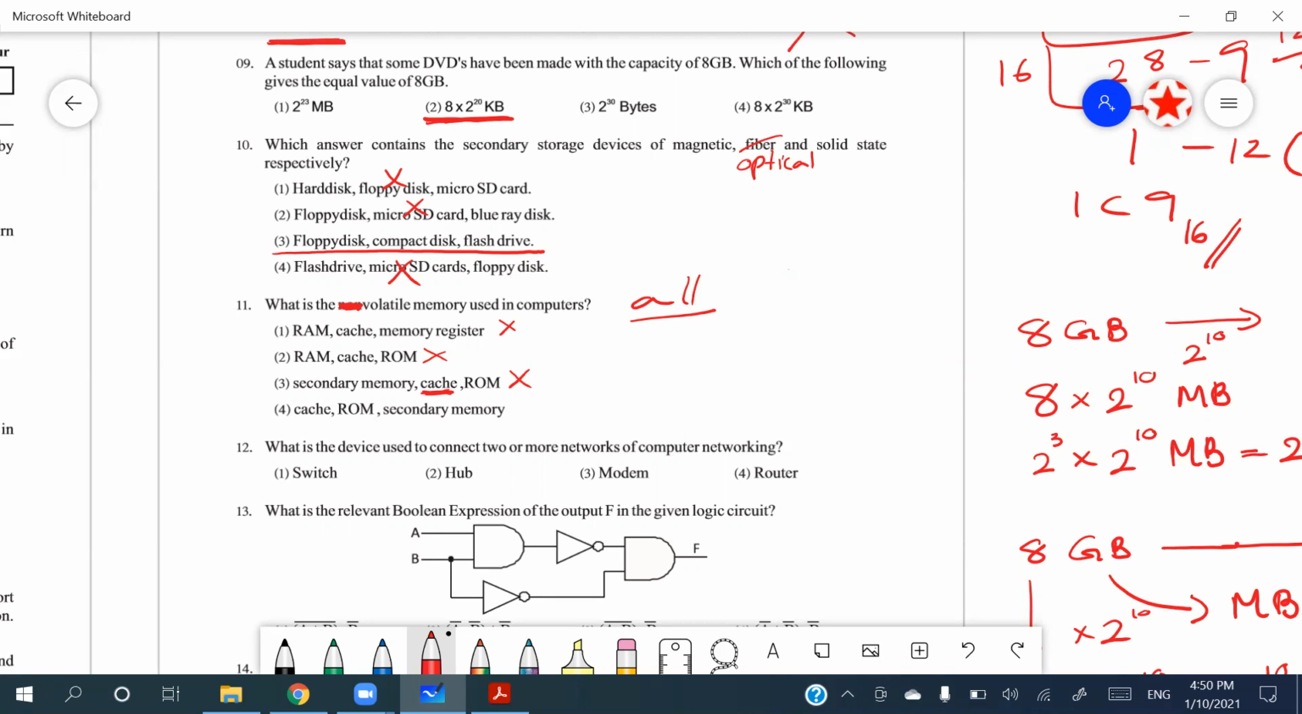So there's a problem with the question. So for the 11th you can go with all answers, right? All are correct, right? So in the 12th, what is the device used to connect 2 or more networks of computer networking? Yeah, 2 or more networks. If it is 2 or more networks, it's going to be a router, right?